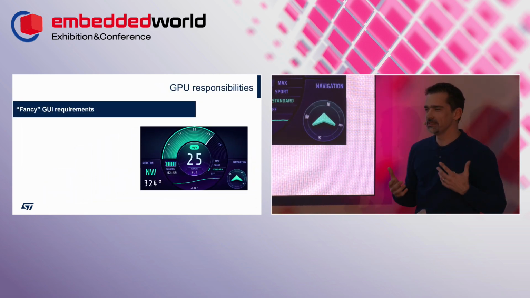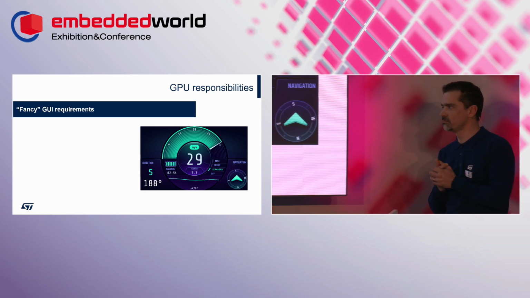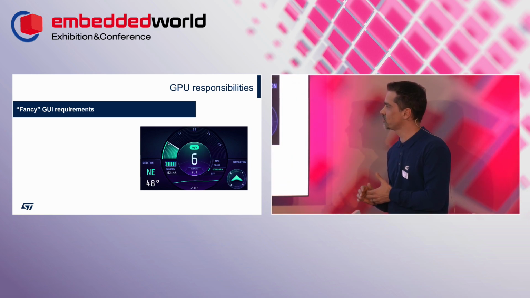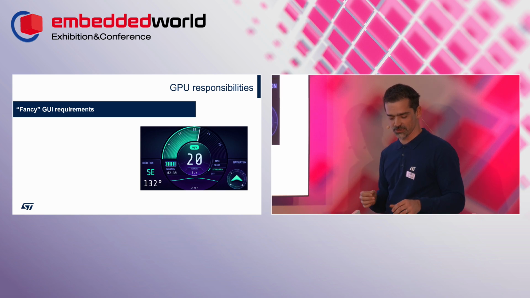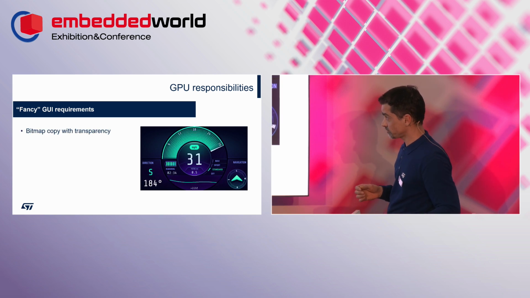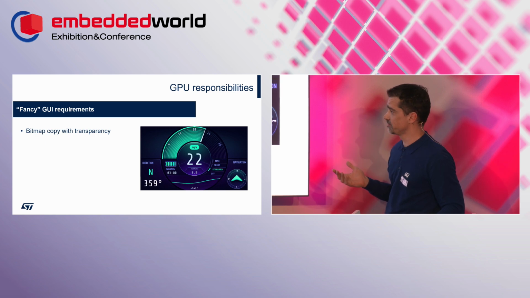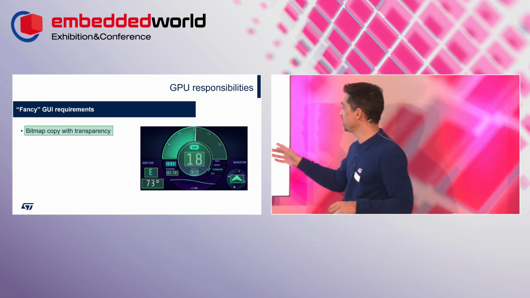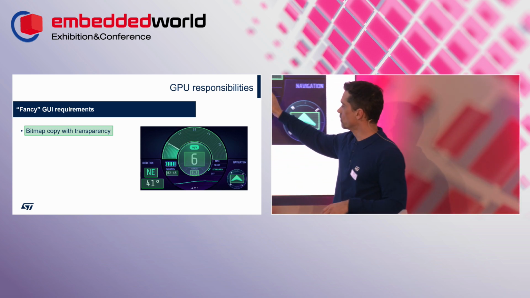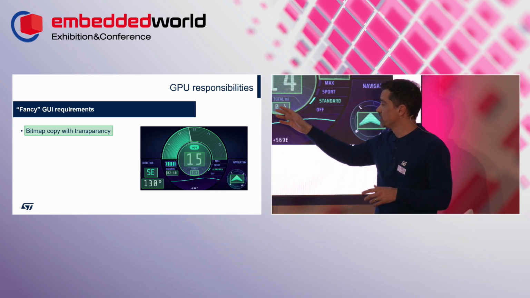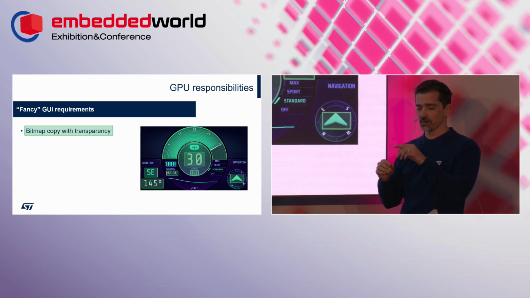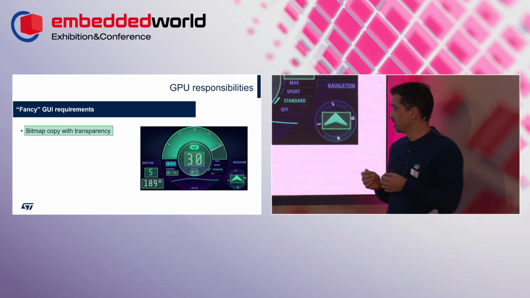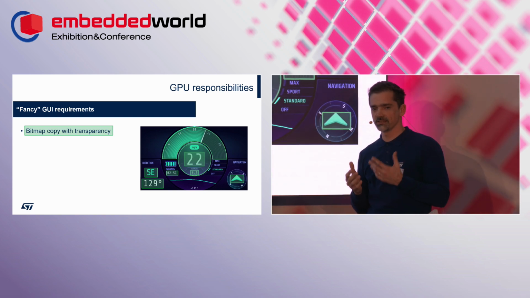And what does it mean in practical terms for the GPU? What are the GPU's responsibilities in this fancy graphical user interface? First, it's bitmap copy with transparency. We need to handle the transparency, and this will apply to these elements. For fonts, of course, because to have a smooth displayed font, you need some transparency information to perform what is called anti-aliasing.